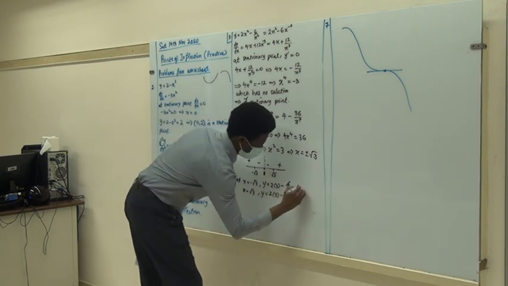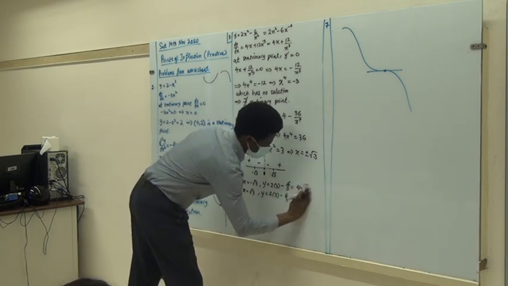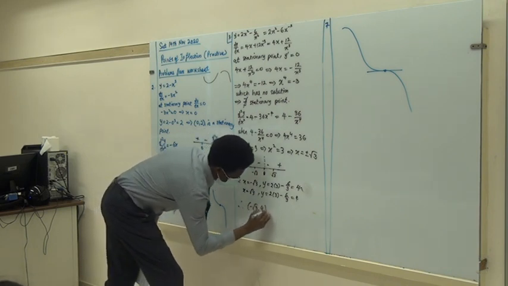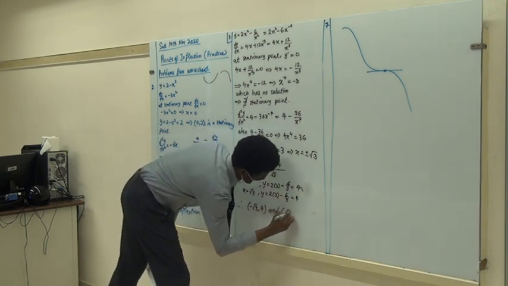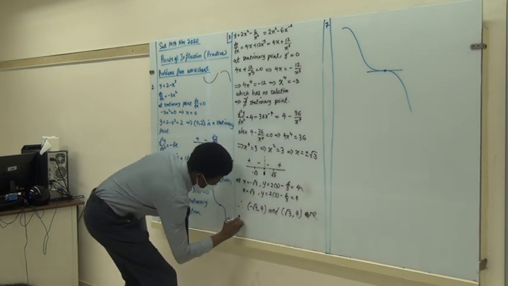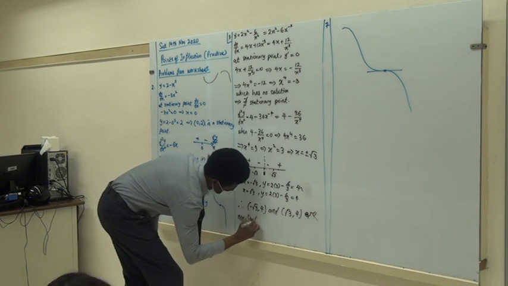Okay? So the point here is, we can just say therefore, minus root 3, 4, and root 3, 4 are what? Non-stationary points of inflection.